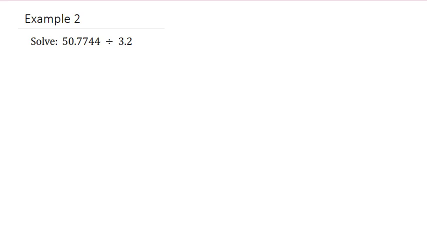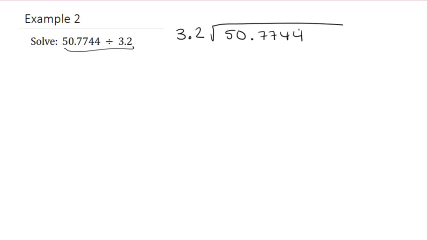Here we have this problem here. So we're going to set this up. So we have 3.2 goes into 50.7744. Now, we never want to have a decimal in our divisor. So what we do is we move it to the right one. And since we move this number to the right one, we also have to do that to our dividend. Just like that. So we place it right there. So now we have 32 in the front, and then we have 507.744. So now we can start dividing.